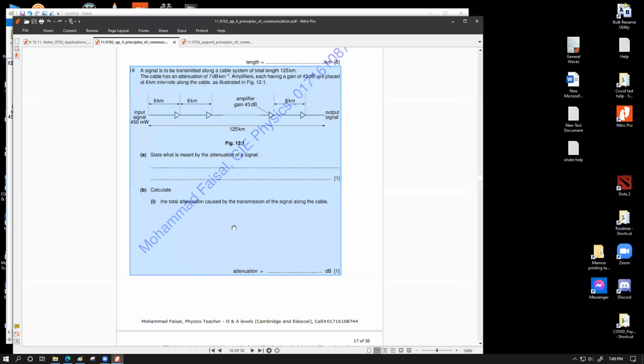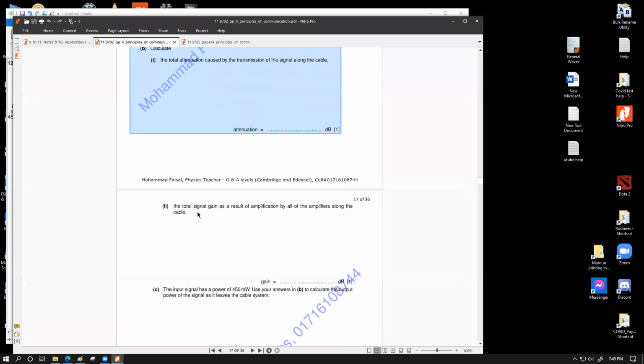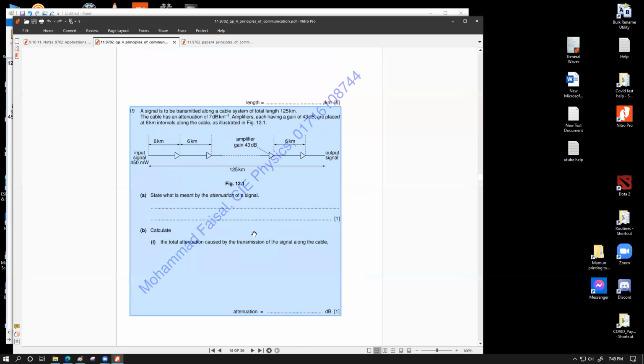So the next question that we have is the total signal gain as a result of the amplification by all of the amplifiers along the cable. Now, this is the important bit. The first thing you have to judge, you can pretty well see that each amplifier gives us a gain of 43 decibel. But the question is, how many amplifiers are we gonna have? That's the part that you really need to understand.